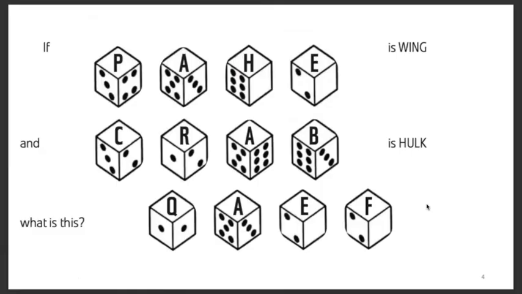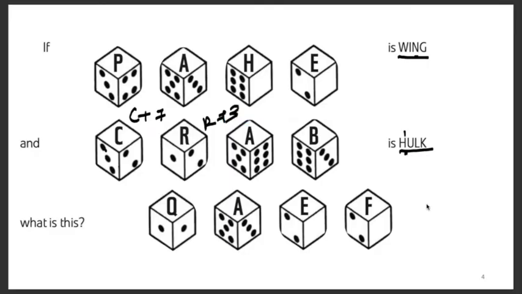If this diagram means a wing, this diagram means Hulk, then what does this mean? Okay. So here, if you observe what exactly is happening, say C, if you look at the numbers at the bottom and the letter which is given here, say C plus 5 plus 2, 7 letters is H, R plus 3 letters is U, and so on.